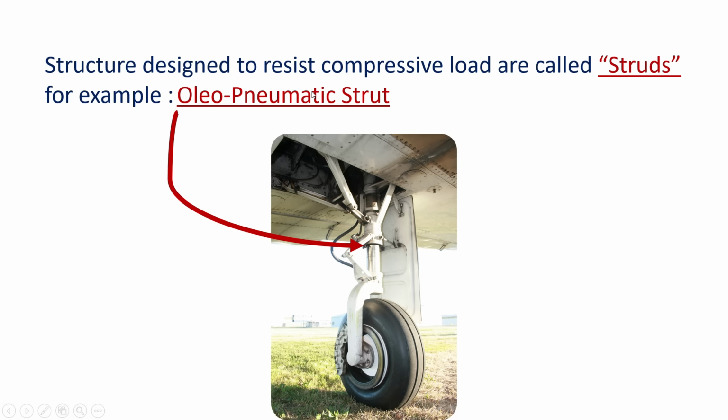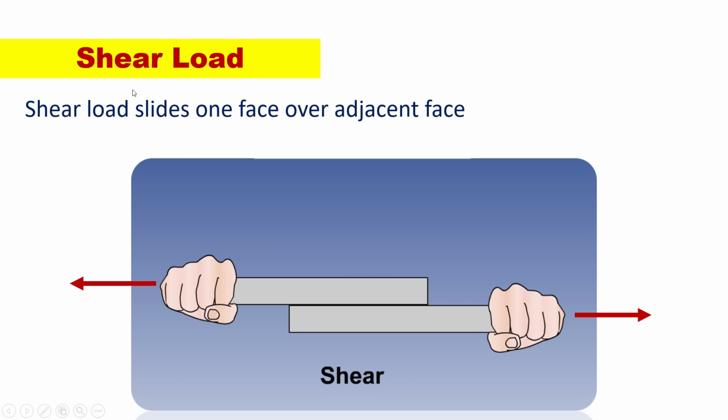Right. Now we have the third type of load, that is shear load. Shear load slides one face over the adjacent face. So we have two adjacent faces here, and they are being slid over each other. The top hand is moving to the left and the bottom hand is moving to the right. So these faces are being slid over each other. This is creating shear load.